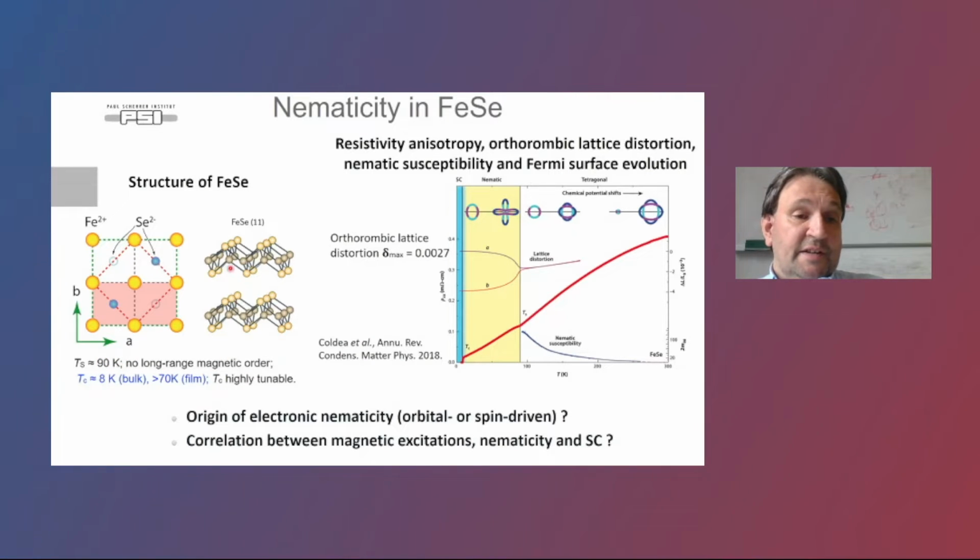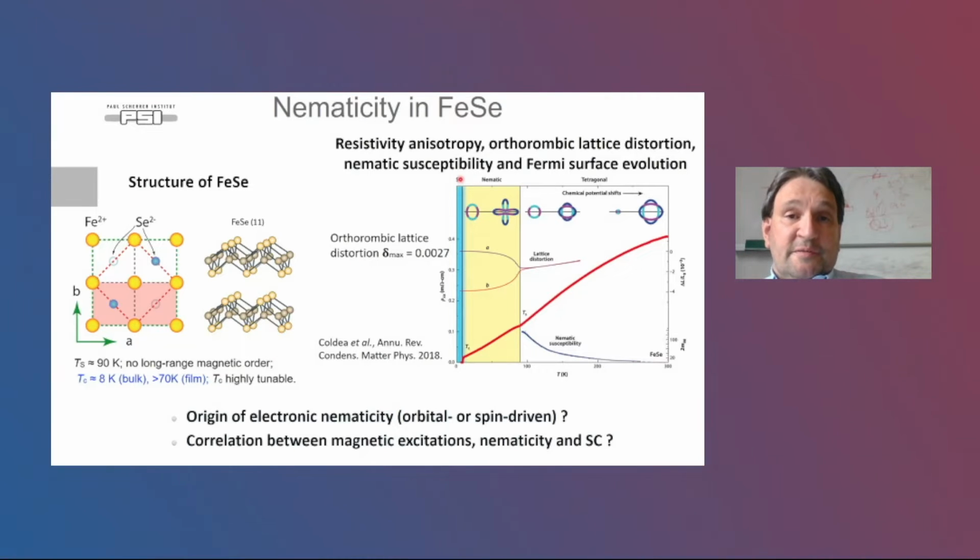Iron selenide is a particular system because it has actually no long-range magnetic order. The superconducting transition is very low, in principle only 8 Kelvin in bulk form, but it can of course be boosted in thin film form, in particular thin films of iron selenide on strontium titanate substrates. So you can even achieve Tcs of above 70 Kelvin. Tc is highly tunable.